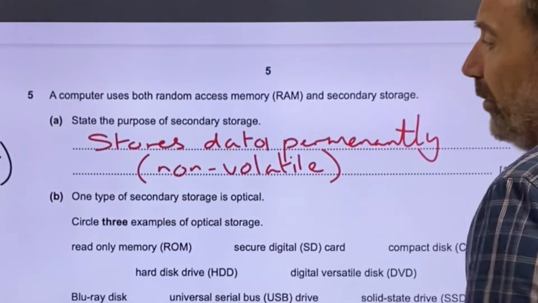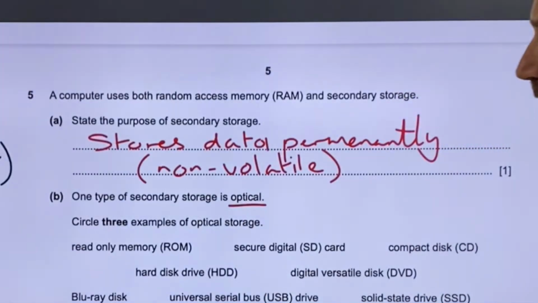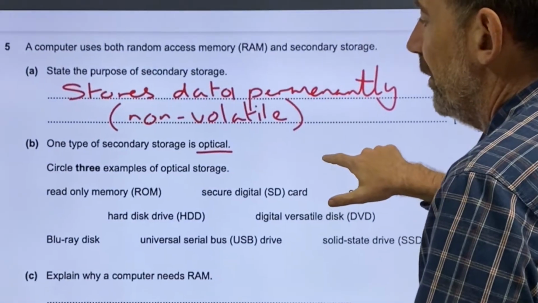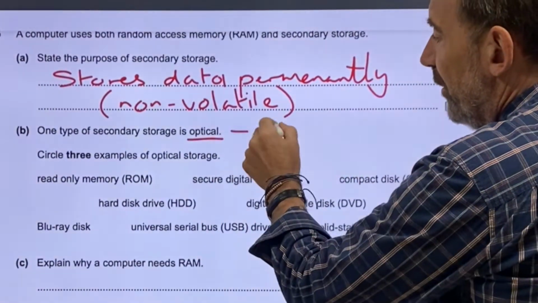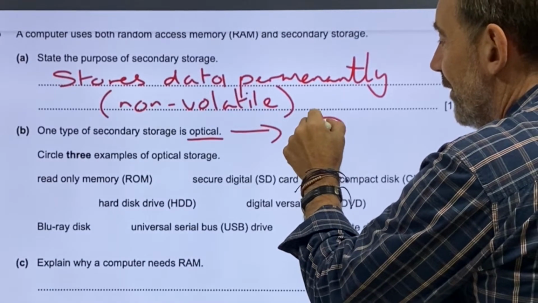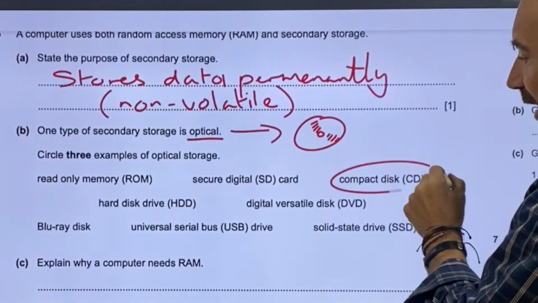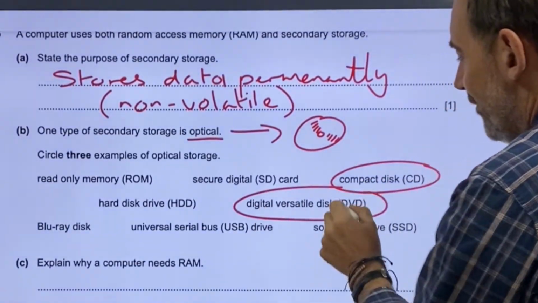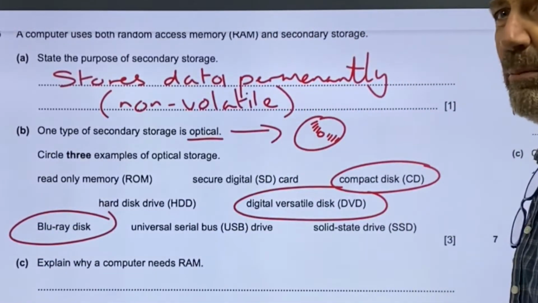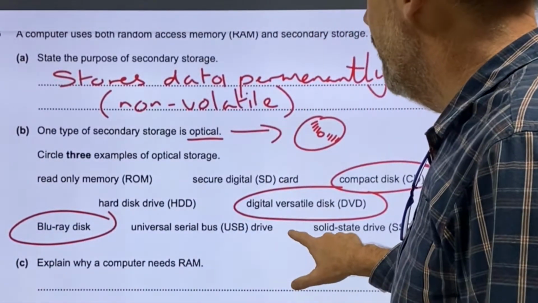One type of secondary storage is optical. Well, it was back in the day. Circle 3 examples of optical storage. If you consider optical to be the things that are around CDs, that's optical storage. So a compact disc, yes. A DVD, yes. And then a Blu-ray disc, which they used on PlayStation 3, maybe PlayStation 4, not sure.